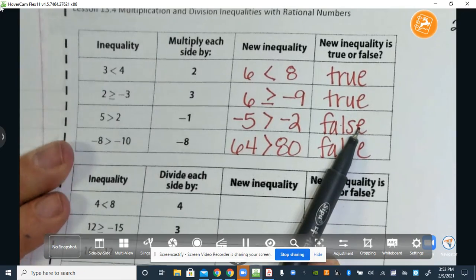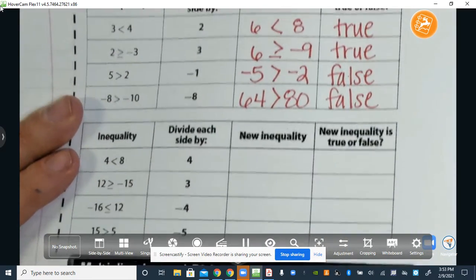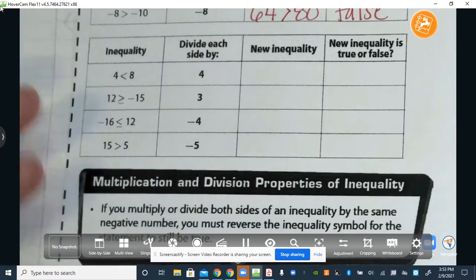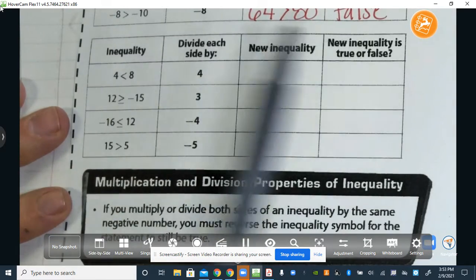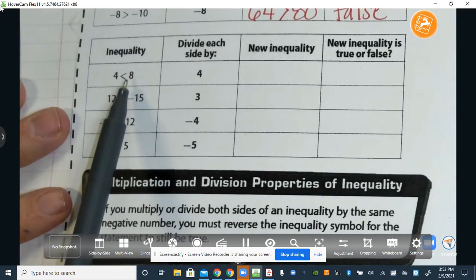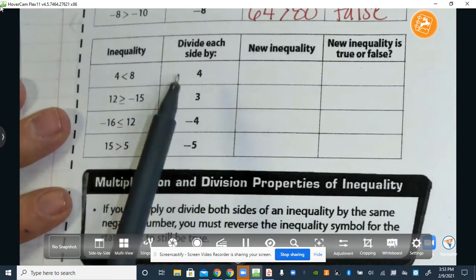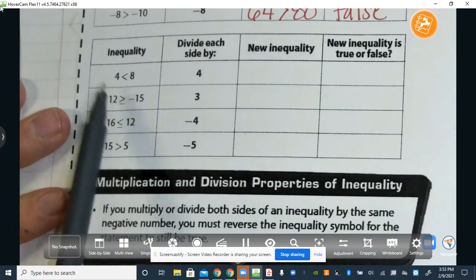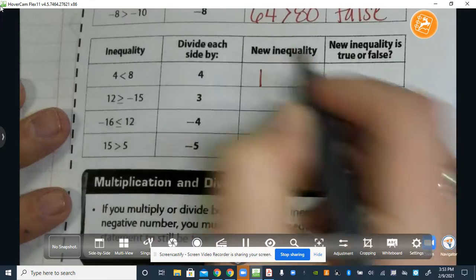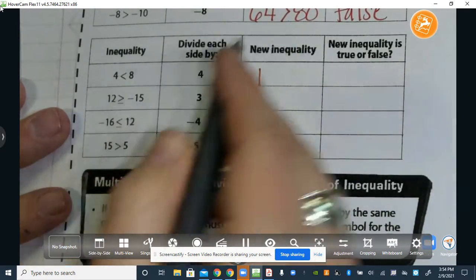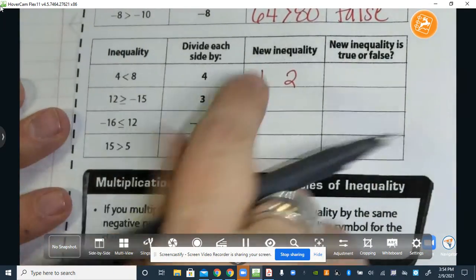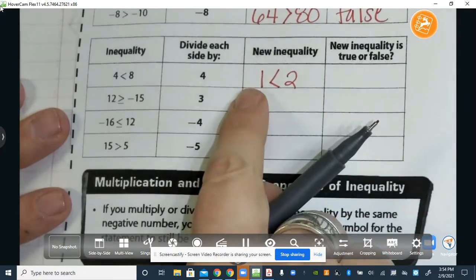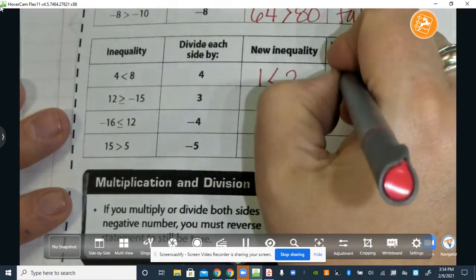So maybe that's just with multiplication. Let's check it out with division. Let's see if there's like a fluke here. All right, so let's do division. So 4 is smaller than 8. 4 is less than 8. That's a true statement. We're going to divide each side by 4. So 4 divided by 4 gives me 1. 8 divided by 4 gives me 2. I'm going to move over my sign. Yes, 1 is less than 2, so this is a true statement.